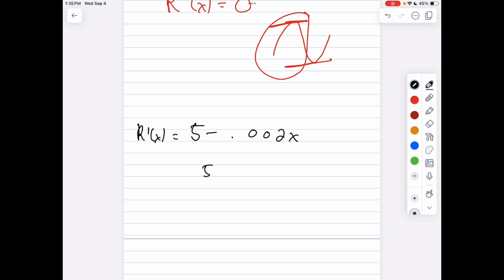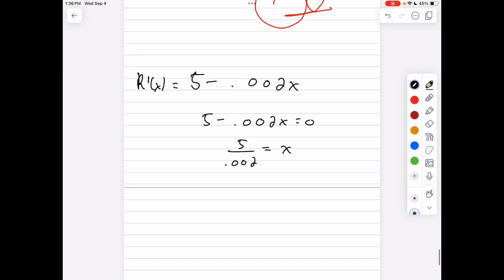And if you set this equal to 0, you will get 5 divided by 0.002. That's equal to x. And that would come up to be about 2,500 here. Okay. So it's 2,500 units. That would give you the maximum revenue. Now this is not the maximum revenue yet. That tells you how many units you would produce to get the maximum revenue.